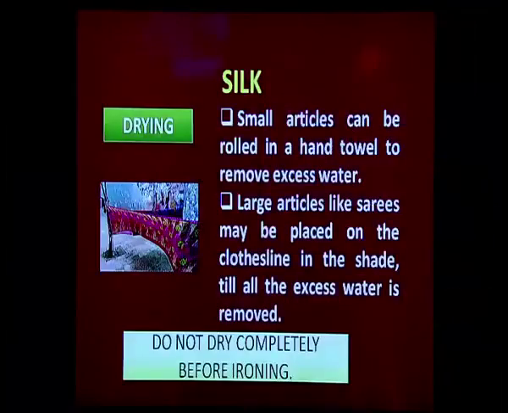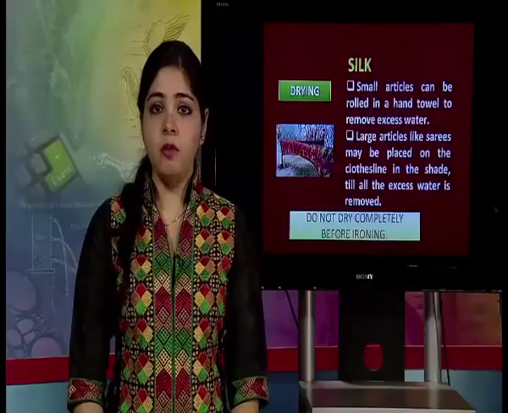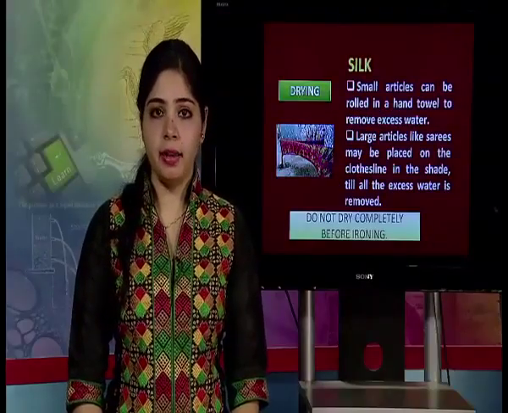The drying of silk can be done in shade, or we can say articles can be rolled in a hand towel to remove excess water. Large articles like sari may be placed on the cloth line in the shade till all the excess water is removed. We do not completely dry before ironing.